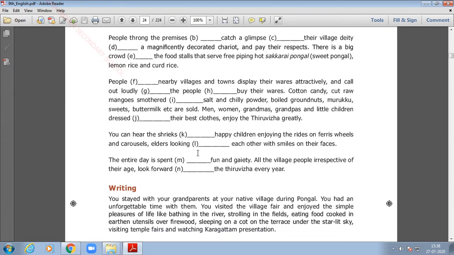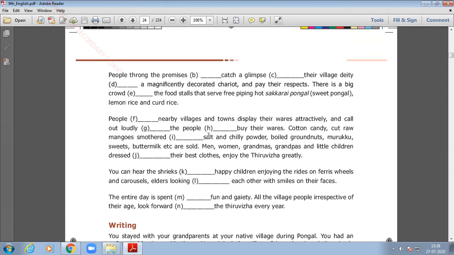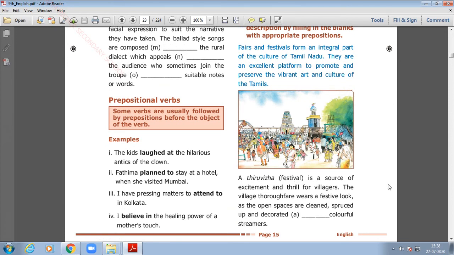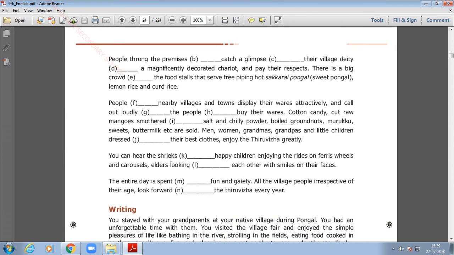Okay, either prepositions or prepositional verbs. A Tiruvizha is a source of excitement and thrill for villagers. The village thoroughfare wears a festive look as the open spaces are cleaned, spruced up and decorated with colorful streamers. So I have used the preposition "with" here, with colorful streamers. Now use prepositions there in the blanks and try to complete the passage.